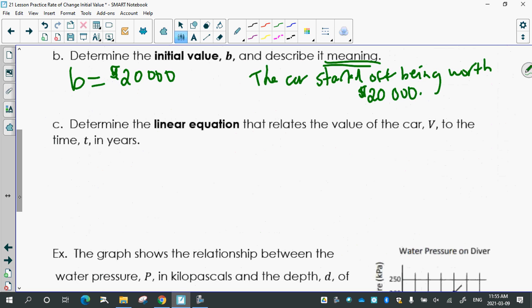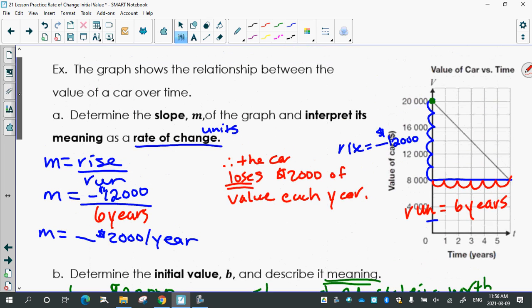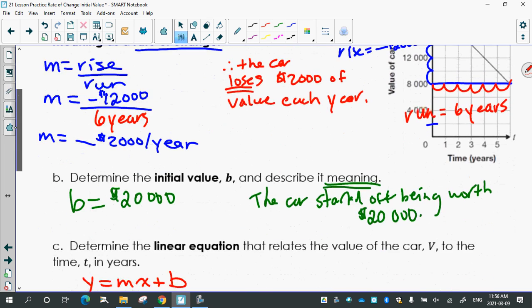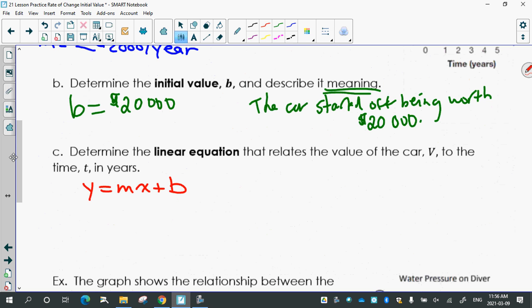Okay, then we want to make an equation to determine the linear equation that relates the value of the car V to the time in years. So you want to change your axes over to V and T, fit your slope and your intercept in, following y equals mx plus b. Someone think they've got the equation? Logan?